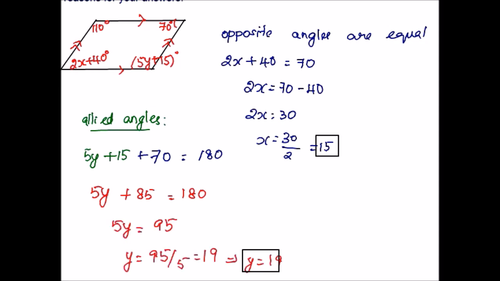Therefore, the two unknown variables are 15 and 19. Hope you are clear with this example. We were discussing the properties of sides and angles. Let me take one example where we will be applying the properties of diagonals.